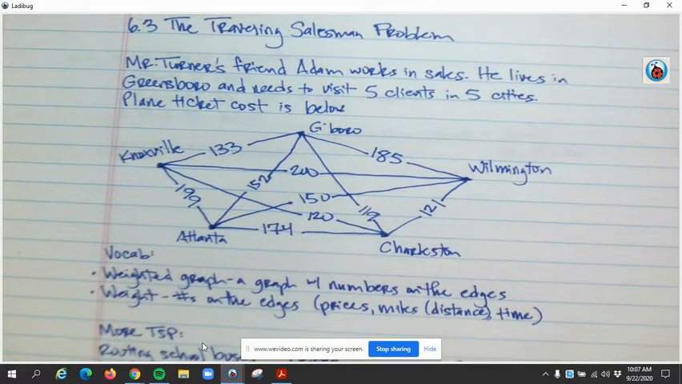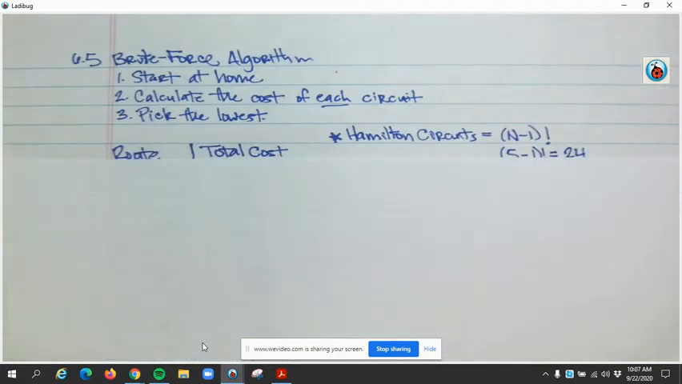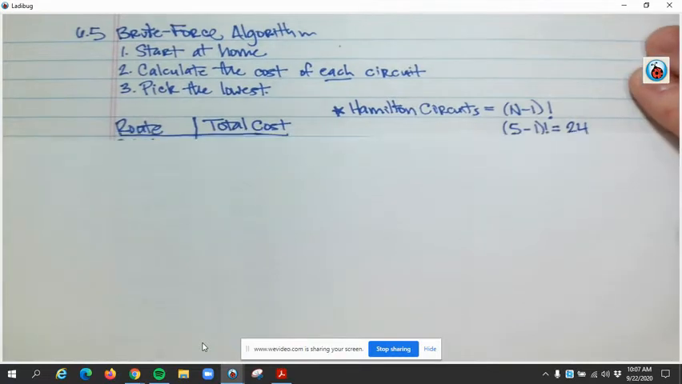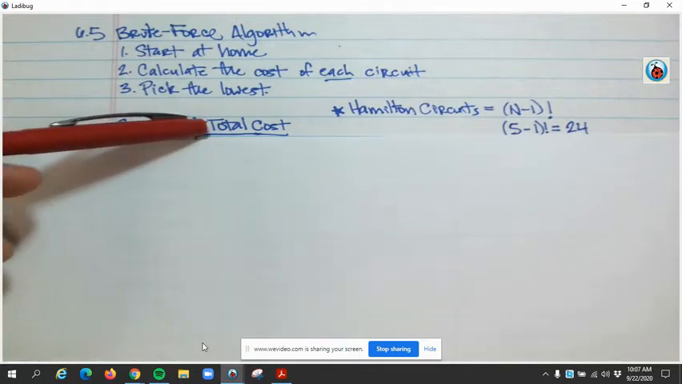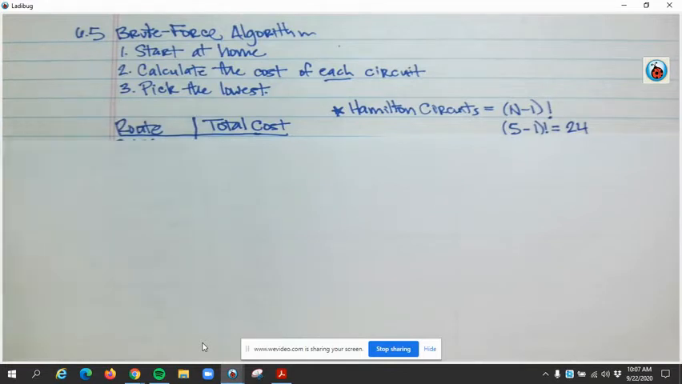So really, there are 24 total circuits, but that includes the mirror images. So take a deep breath, because we only need to list 12. Here's what I want you to do. Make 2 columns on your page: a column for route and a column for total cost. Then pause the video and see if you can come up with all 12 different routes.